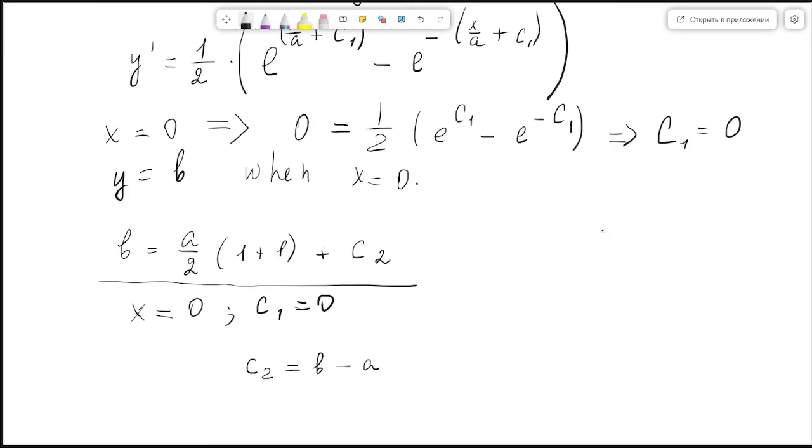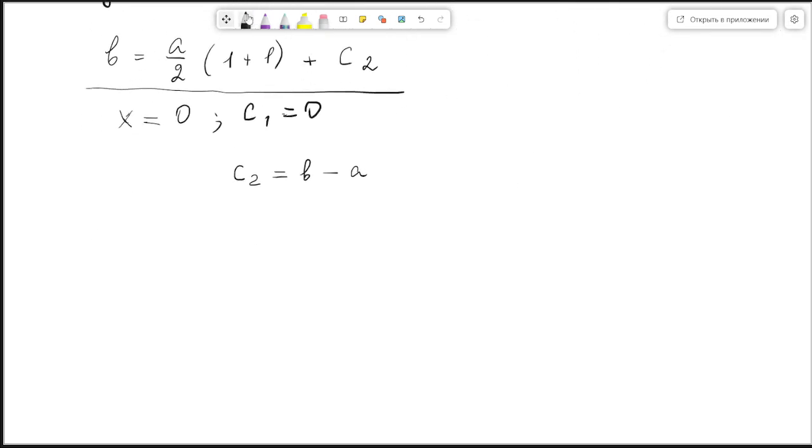Finally, we have y is a over 2 times e to the power of x over a plus e to the power of minus x over a, plus b minus a.